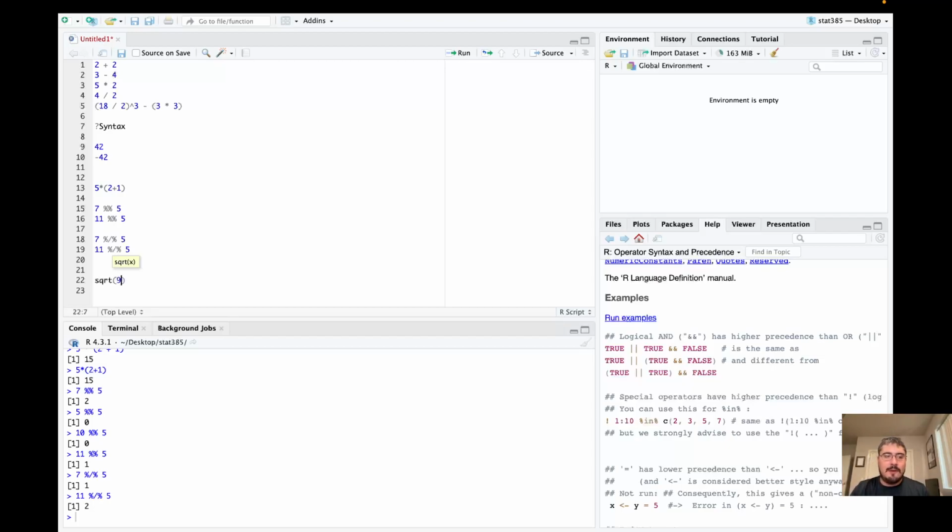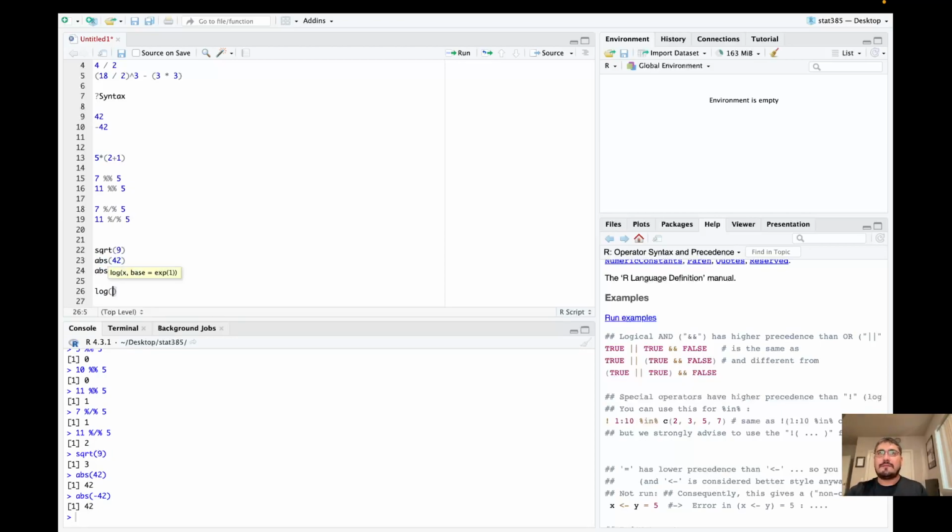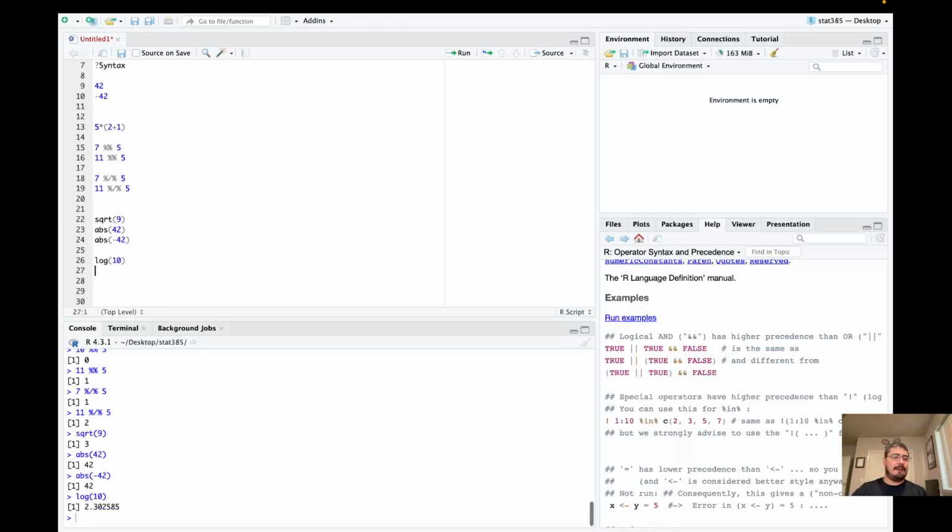Like this one, square root, it's going to do basically exactly what you think. Square root of 9 is 3. And it has absolute value. So here, this is a positive number, so it just returns it directly. And if I put in negative 42, then it returns 42. Okay, and then we can see log. And here, note that log is sort of ambiguous, requires a base. In R, log will always be the natural logarithm. That's what it will run as a default.